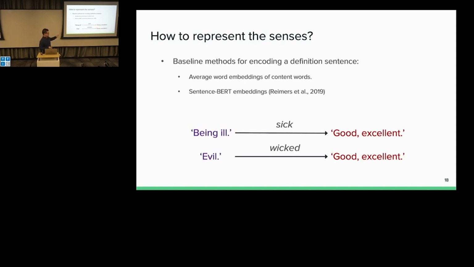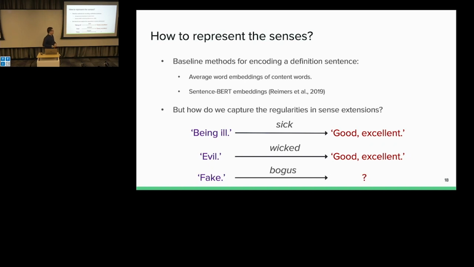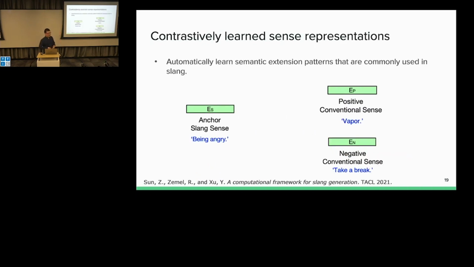But we know that some of these non-literal extensions are consistently being applied in our data. So for example, here we have this flip of the connotation, and we want to be able to capture regularities in these sense extensions so that when we are given a new word such as bogus, which means fake, because of how the words sick and wicked have been extended in the past, we can make an educated guess that here bogus probably means something good or something genuine, just because we have these past examples.